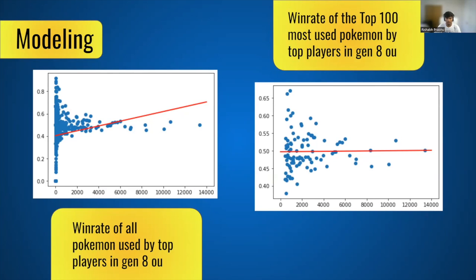On the right, we have the graph of the top 100 most used Pokemon by top players. As you can see, there are 2 outliers to the top left and only 1 outlier to the bottom left. And you can also see that the slope of the line has flattened out a lot more, showing that the win rate doesn't really fluctuate in the top 100 Mons.